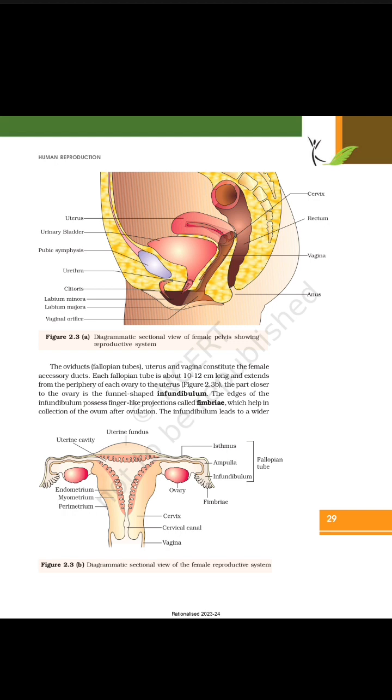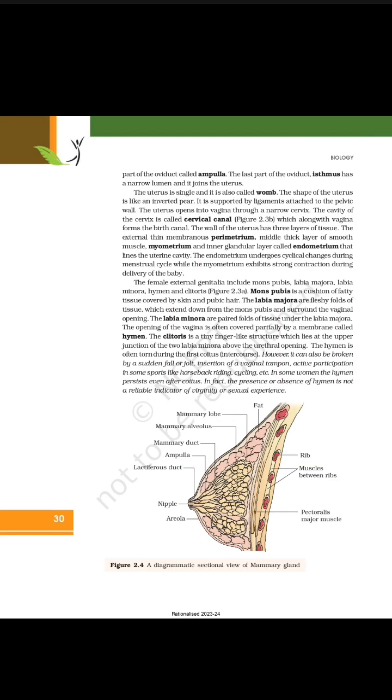Each fallopian tube is about 10 to 12 centimeter long and extends from the periphery of each ovary to the uterus. The part closer to the ovary is the funnel-shaped infundibulum. The edges of infundibulum possess finger-like projections called fimbriae, which help in collection of the ovum after ovulation. The infundibulum leads to a wider part of the oviduct called ampulla. The last part of oviduct, isthmus, has a narrow lumen and it joins the uterus.